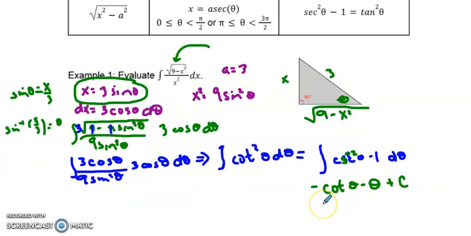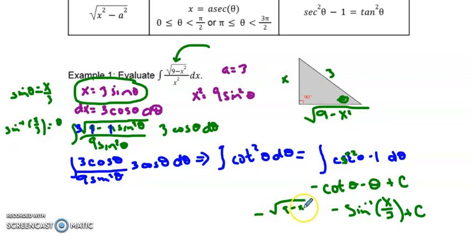And so coming over here, what I'm going to do is I need to sub in for theta. So theta is going to be the arcsine of x over 3. And then negative cotangent theta, I literally read off of the triangle. Cotangent is my x value over my y value, so the square root of 9 minus x squared over x. And this is my final answer.